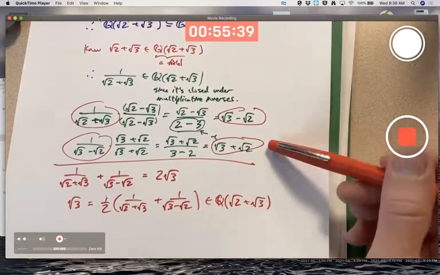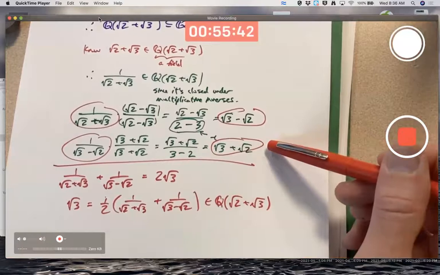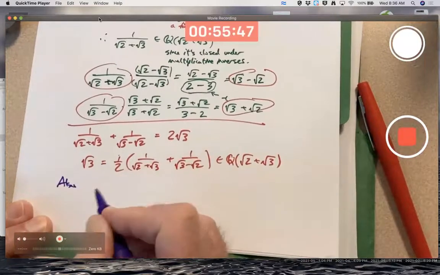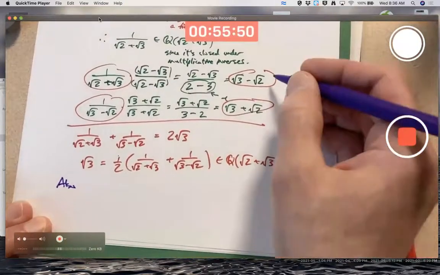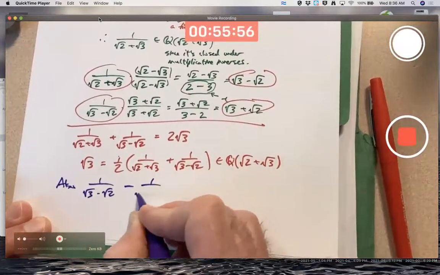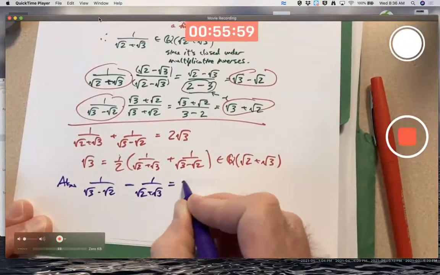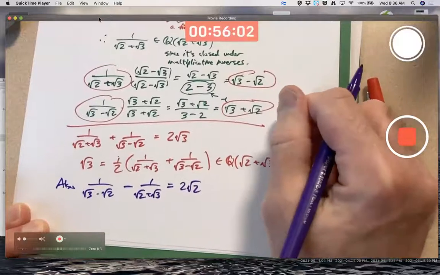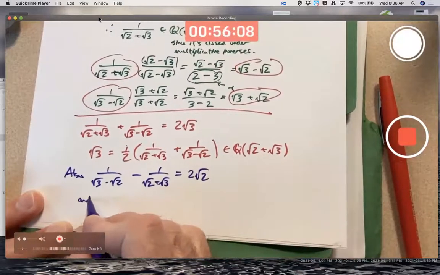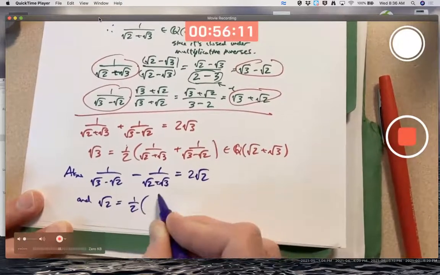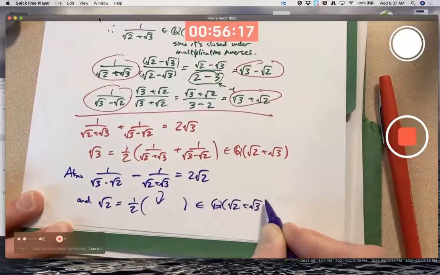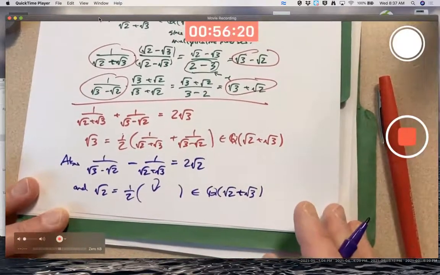I added these equations to get rid of the root 2. I could have subtracted them to get rid of the root 3. Also, I could have said, let's say this one minus this one: 1 over root 3 minus root 2 minus 1 over root 2 plus root 3 would equal 2 root 2. I just took this equality and subtracted this one. And so root 2 is 1/2 times that thing. That's also in there. Oh. And that does it. That's what I wanted to do.